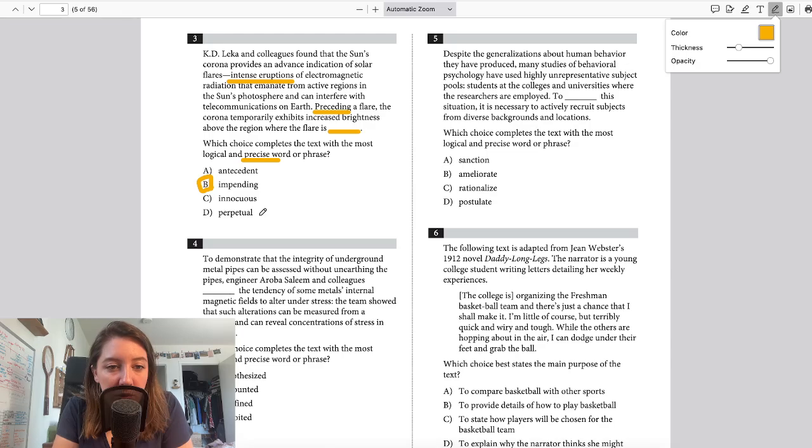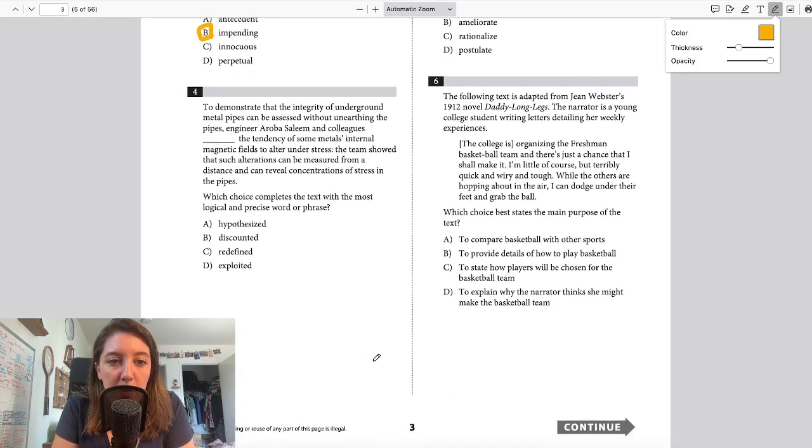And then perpetual means that it goes on forever, right? So this one is not true either, because first of all, it says temporarily. And second of all, we can infer from the phrases intense eruptions and advance indication that they don't happen constantly. They occur sometimes, and therefore they are not perpetual. So that hopefully illuminates the issue in case you were struggling with those vocab words.